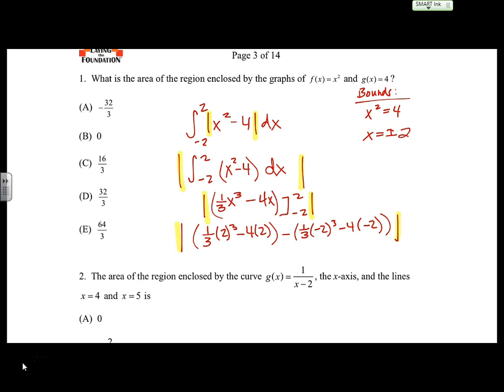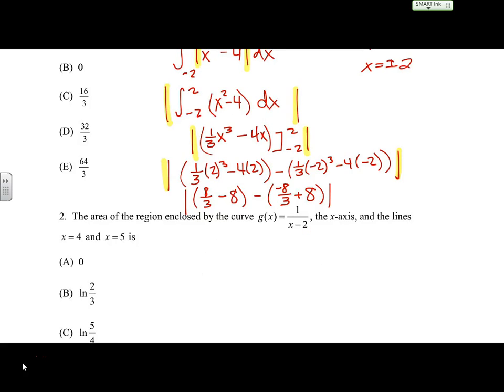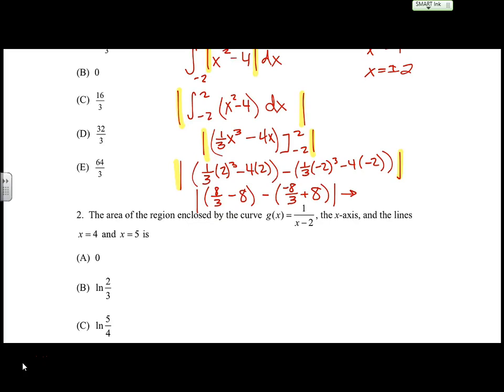So now it's time to carefully simplify. We have 8 over 3 minus 8, minus -8 over 3 plus 8, absolute value. You guys know in the AP they give you tons of room, so use it wisely. I'm just going to keep going this direction for now. If you want, you can distribute your negative right now. If you notice, we're going to have an 8/3 plus an 8/3, which will be a 16/3. We're going to have a -8 plus a -8, which is -16.